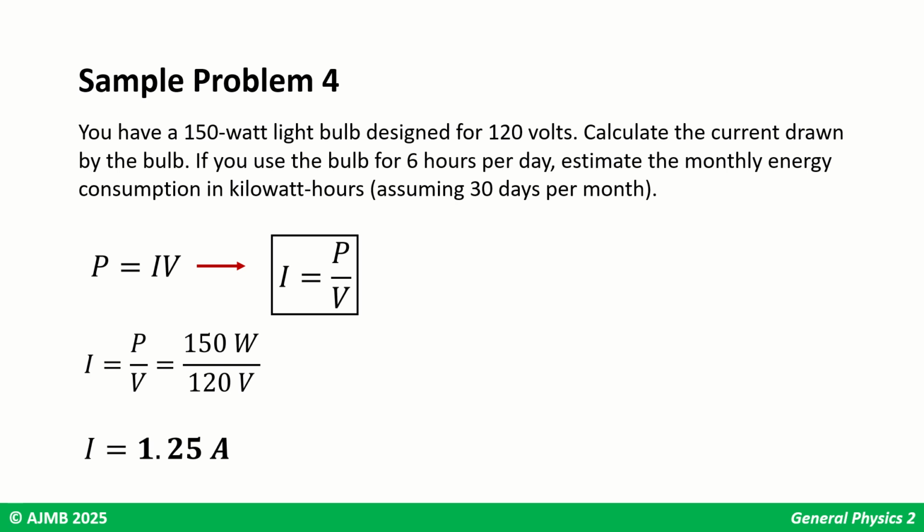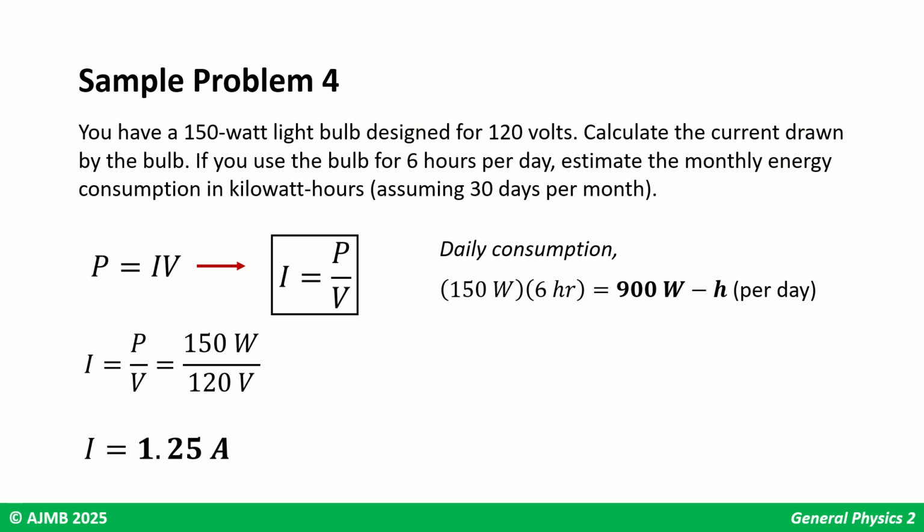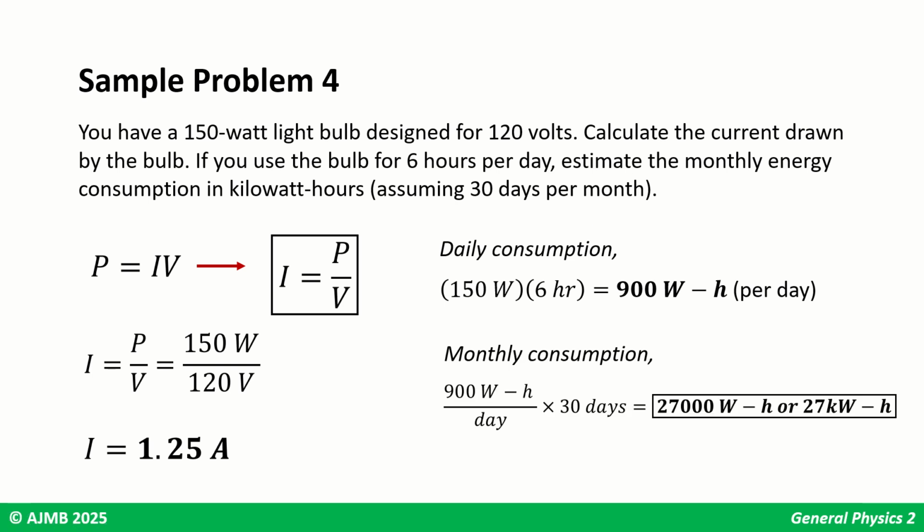How do we get to monthly consumption? First, let's do the daily consumption, because it is said that we use the light bulb 6 hours in a day. Again, what we want is kilowatt hour. Okay, so our power is 150 and then 6 hours. So 900 watt hour per day. But we are using it for 30 days, so I guess we also need to multiply this by 30. If we multiply 900 by 30, we get 27,000 watt hour.